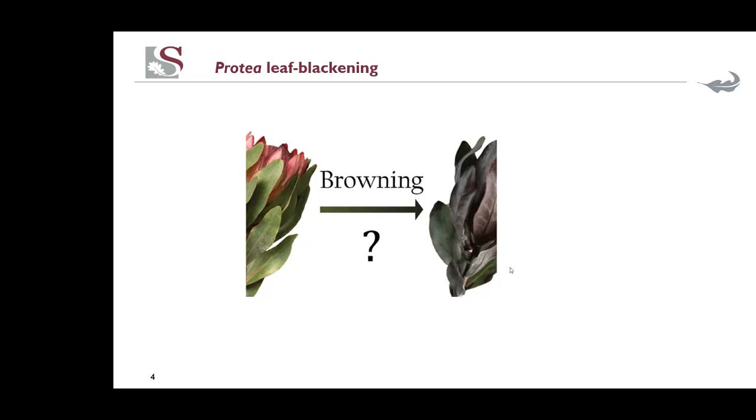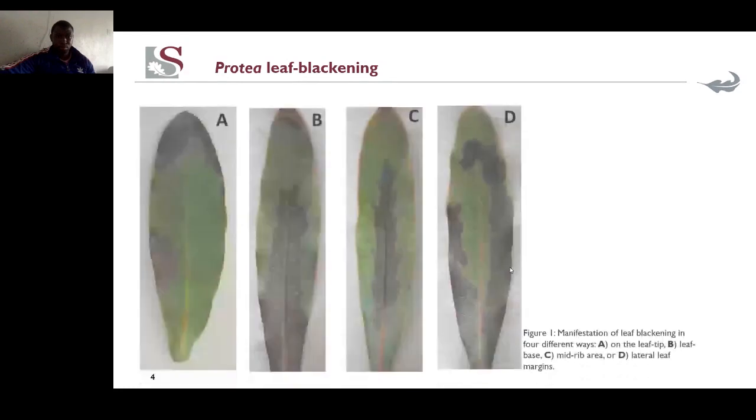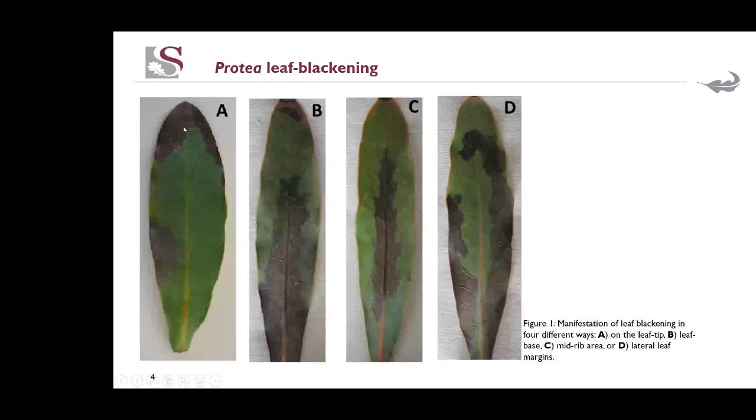Now, leaf blackening shows itself as the formation of brown and black discoloration on the leaves and manifests in different ways, such as at the leaf tip, the leaf base, the midrib area, as well as the lateral leaf margins.